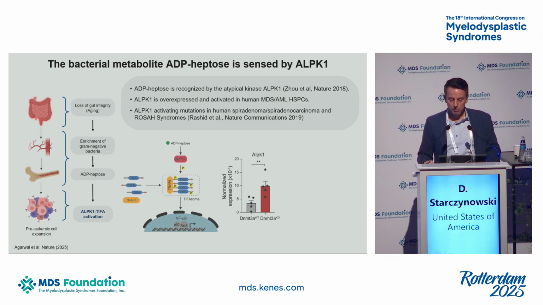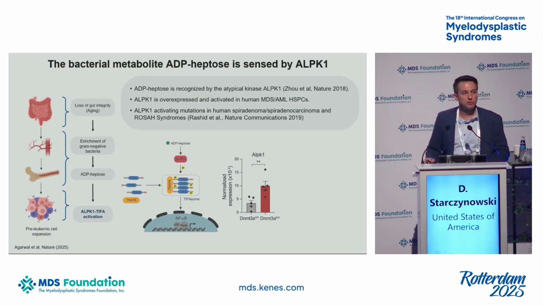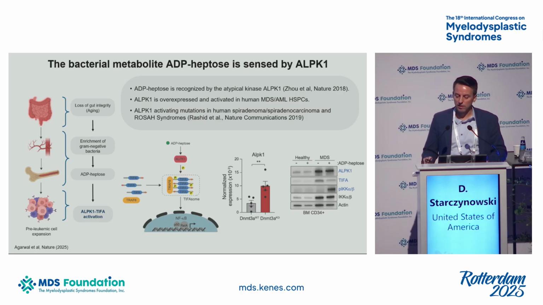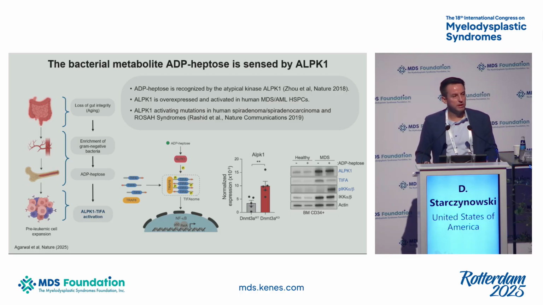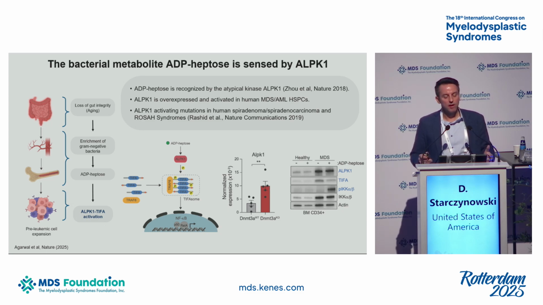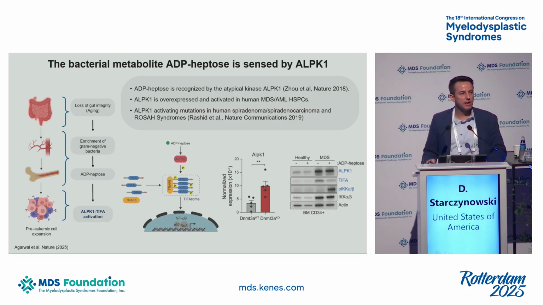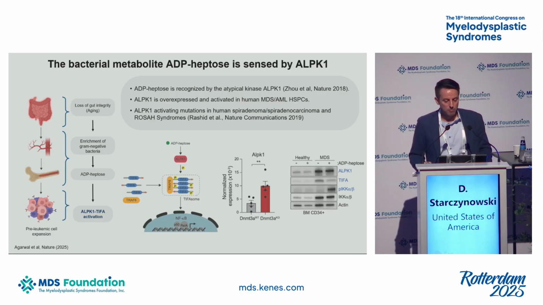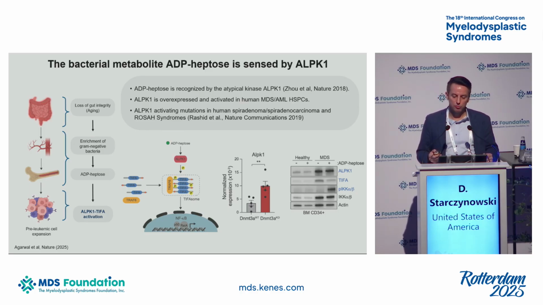So we found that ALPK1 and TIFA are both overexpressed in pre-leukemic cells, including DNMT3A, TET2, among others, as well as in human MDS CD34 positive cells. You can see here the levels of ALPK1 protein expression, as well as TIFA expression, compared to healthy CD34 positive cells is much higher. And if we take these cells and treat them ex vivo with ADP heptose, you can see how sensitive and responsive they are to NF-kappa B activation as compared to healthy cells. So ADP heptose is recognized by ALPK1 and forms a signaling complex called TIFAsomes, specifically in these pre-leukemic cells.